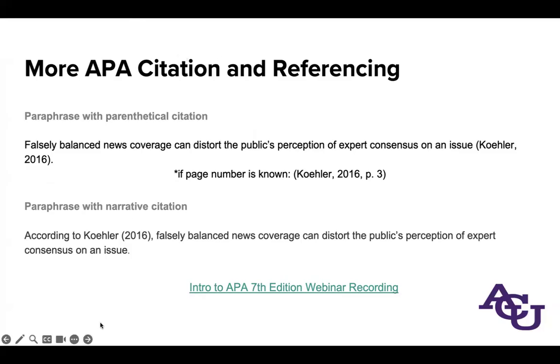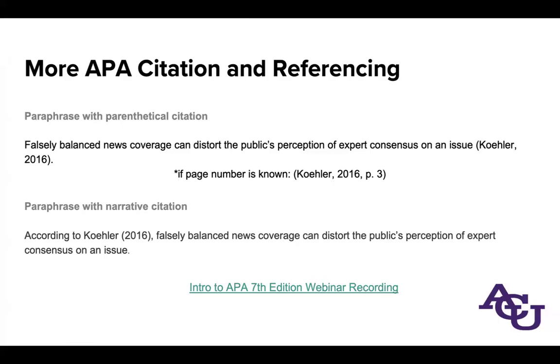So here's some more information on citation and referencing. We just talked about direct quotes. Now let's talk about what you need to do if there's a paraphrase. So here's some more examples that Sarah has put together for us. The first one is a paraphrase with a parenthetical citation.